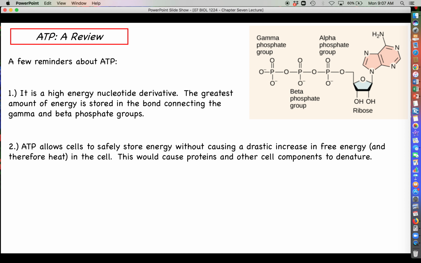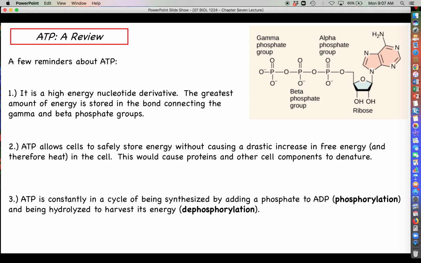If we didn't have it, the inside of cells would constantly be getting really hot because of the constant release of free energy. That would cause proteins and other cell components to denature because of the high temperature. And we saw in the previous chapter, in particular with proteins, you do not want the temperature to get too high because enzymes stop working very well.